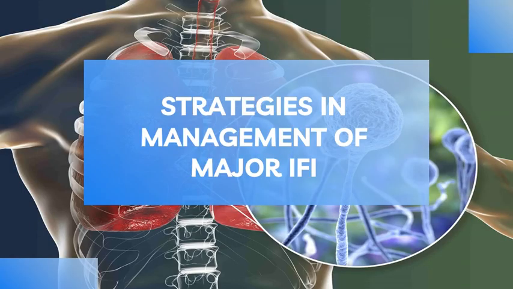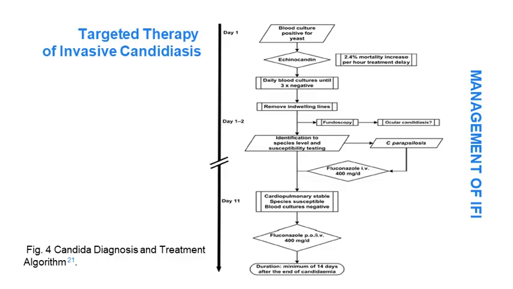Now, let's discuss the strategies for the management of major invasive fungal infections. On diagnosis of invasive candidiasis, it is recommended to immediately initiate targeted therapy with echinocandins. Delayed therapy would lead to increased mortality rates so profoundly that mortality has been expressed per hour. Species identification and susceptibility testing are essential to guide management. The initial echinocandin treatment should be replaced with fluconazole if Candida parapsilosis is identified. The duration of treatment is at least 14 days after the last positive blood culture.